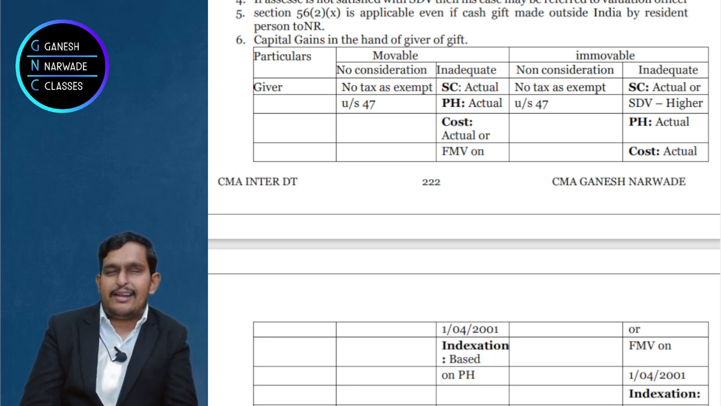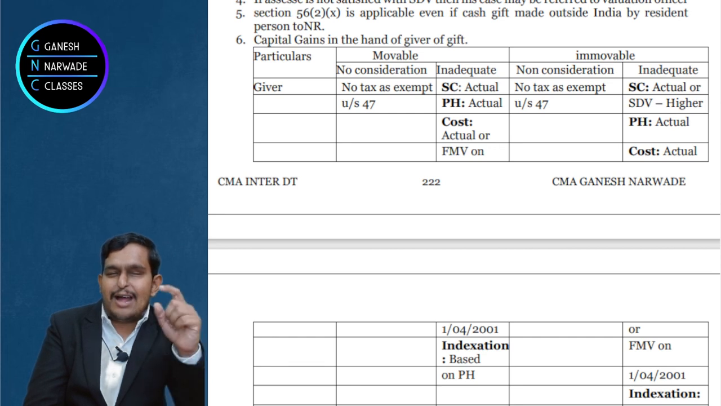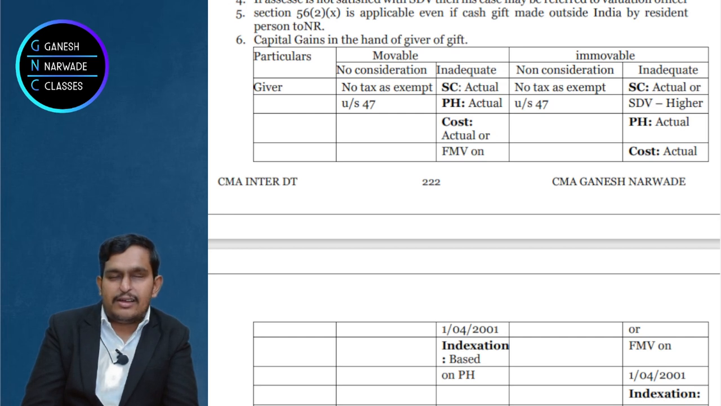Here the consideration is already inadequate and comparison is always with stamp duty value, correct? So stamp duty value or the inadequate consideration, whichever is higher will be taxable, and will be taken as sale consideration. Sale consideration is also called the full value of consideration in our books, in income tax language also. Very good. Now sale consideration is either stamp duty value or sale consideration, whichever is higher.